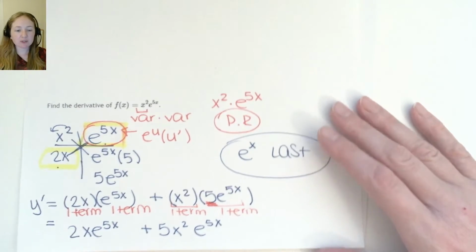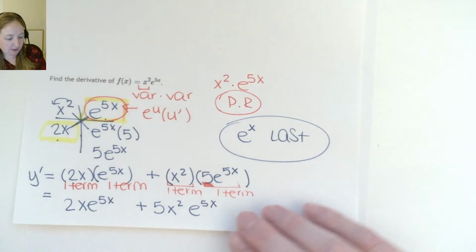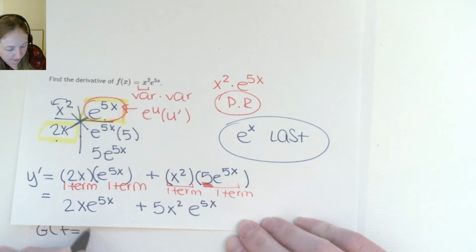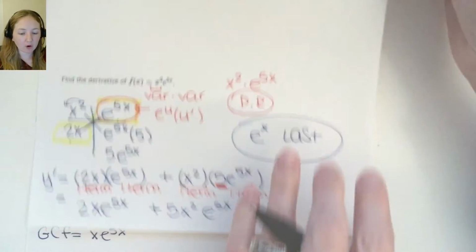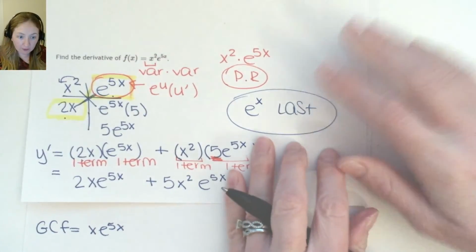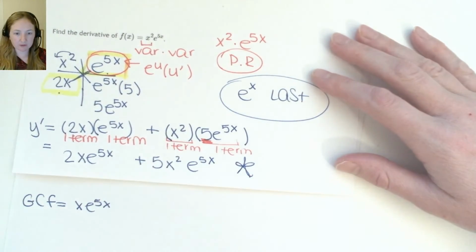And I do want to just mention very briefly, you could factor out a GCF. The GCF would be, in this case, x e to the 5x. That is not necessary for the homework software. However, I want to go through this really quickly. This is your final answer. They will give you full credit for that.